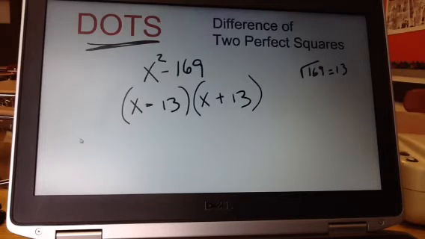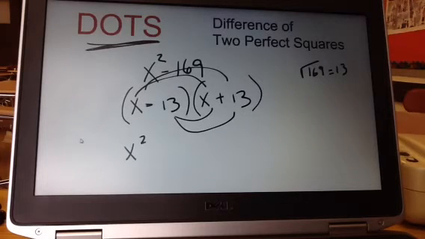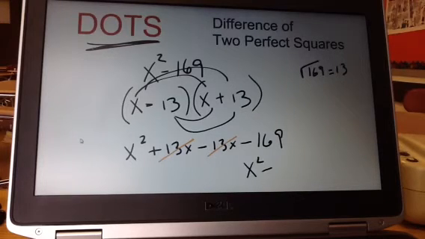To check this, I could double distribute or make the rainbow. Some of you remember this from last year. It winds up to be x squared plus 13x minus 13x minus 169. And you should realize that both the positive and negative 13x cross out, and I'm left with x squared minus 169, which is the same as what I started with.